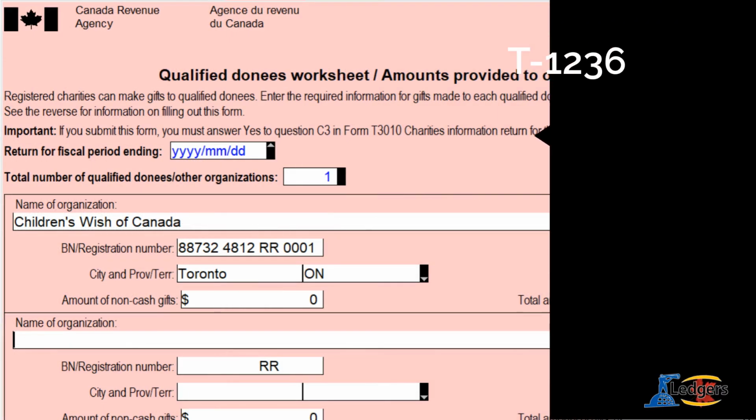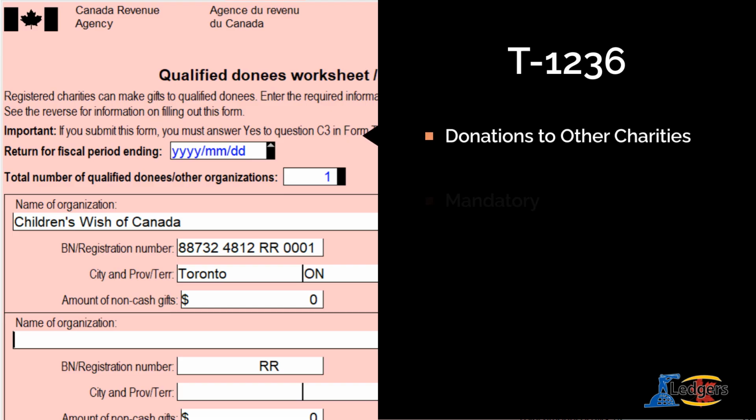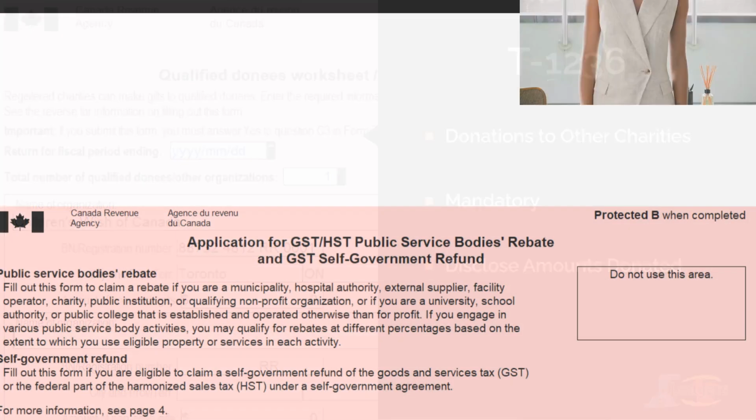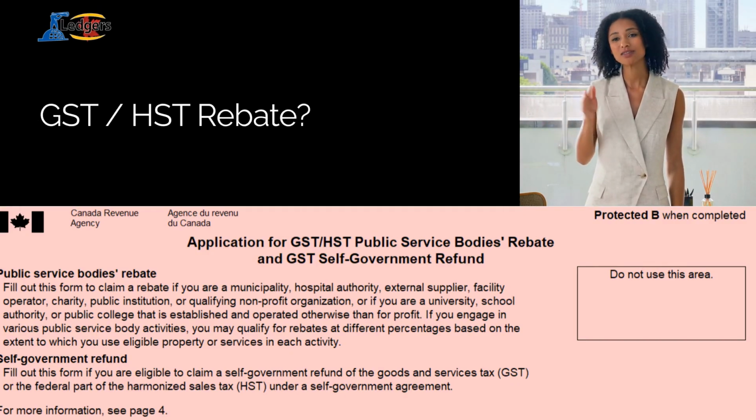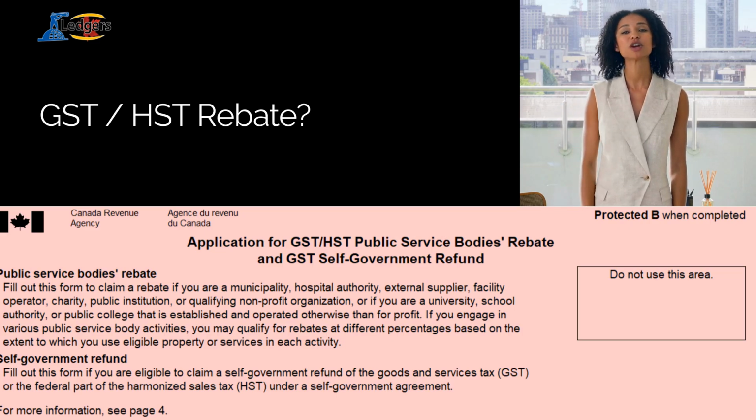Form 1236 is required anytime you make donations to another registered charity. The reporting is also mandatory. You will also need to report the amounts donated, including any non-cash gifts. Did you know that your charity may be entitled to a GST refund, even if you are not registered for GST? If you are not claiming this, you could be losing hundreds or thousands of dollars annually.